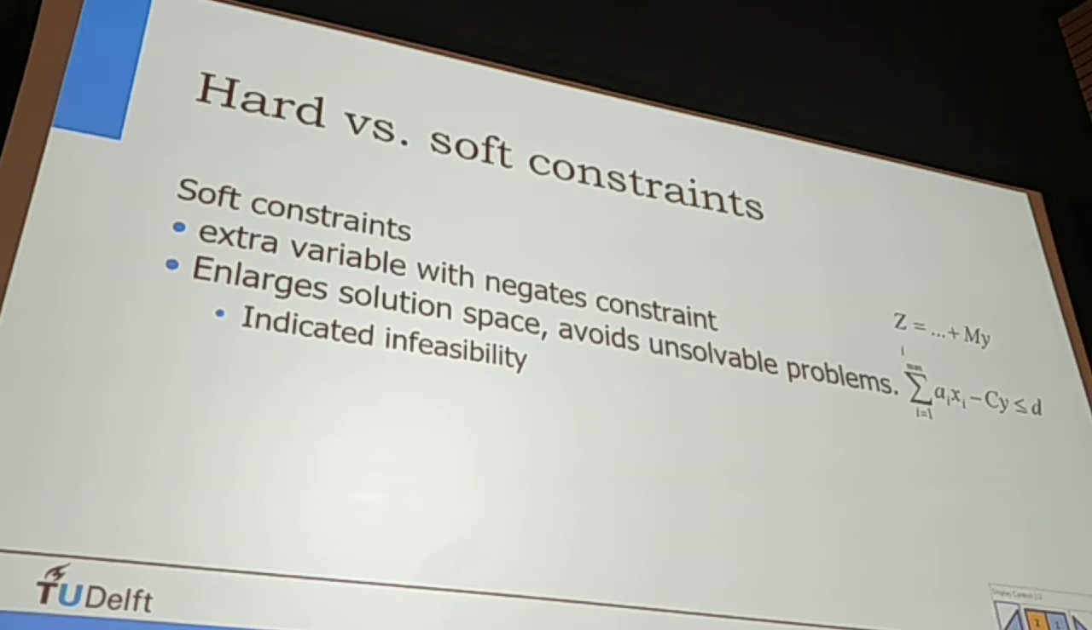So hard versus soft constraints, as I said before, what we basically do is that we add a variable with a very large penalty in our objective function. So the solver will not like to take this penalty. However, if there's no other way to solve it, then it will. So in that case, it ensures that we always get a solution. But this constraint does not mean we get infeasible.